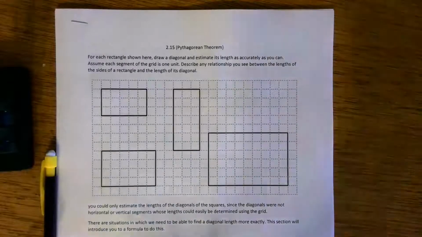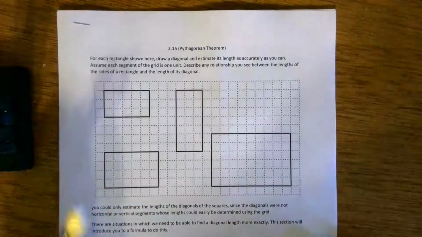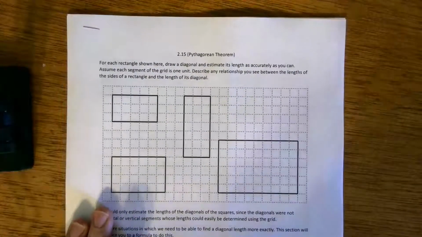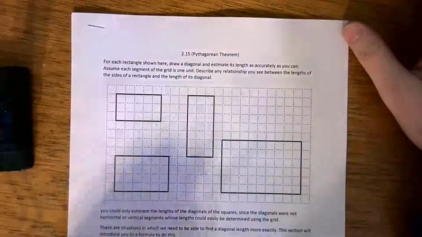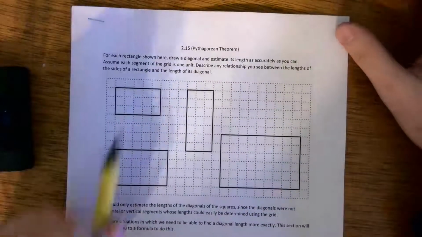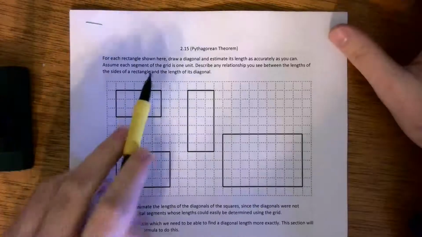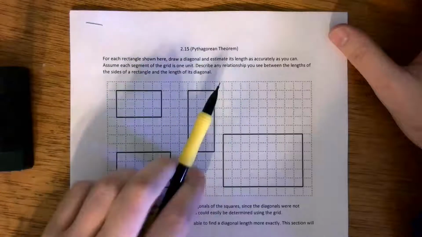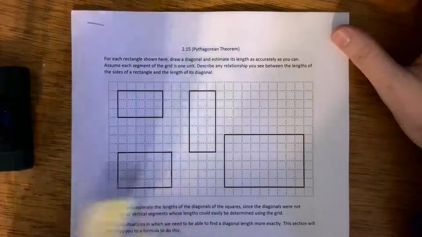I'm going to cover section 2.15, so that'll be the first section that we'll cover for this coming week. We're going to talk about the Pythagorean Theorem today, and just to start out as an example, we're going to look at each of these rectangles, so we have 4 of them total here, and we're going to draw the diagonal in on each of them, and then we're going to guess what the length could be of those diagonals, okay?